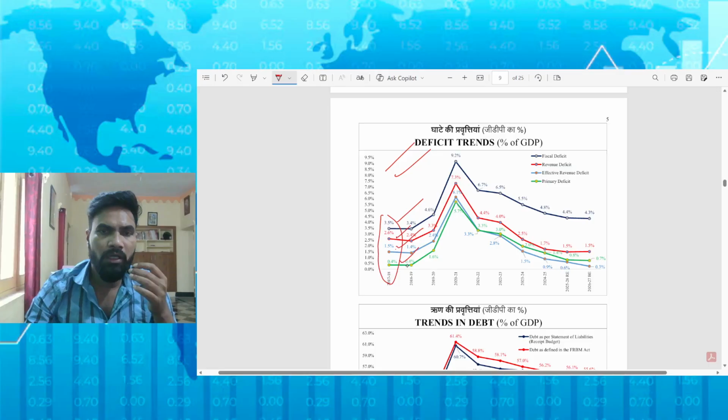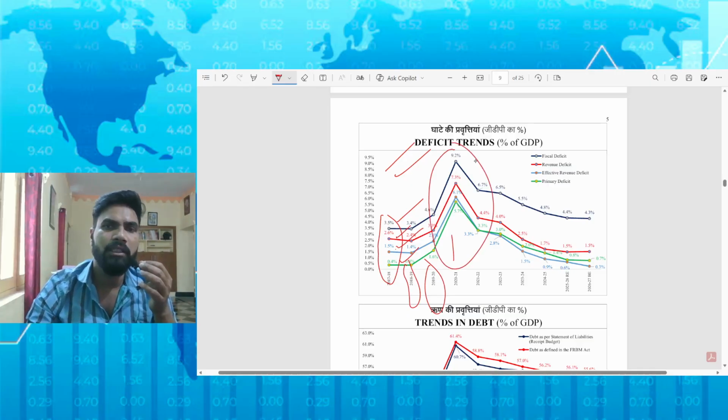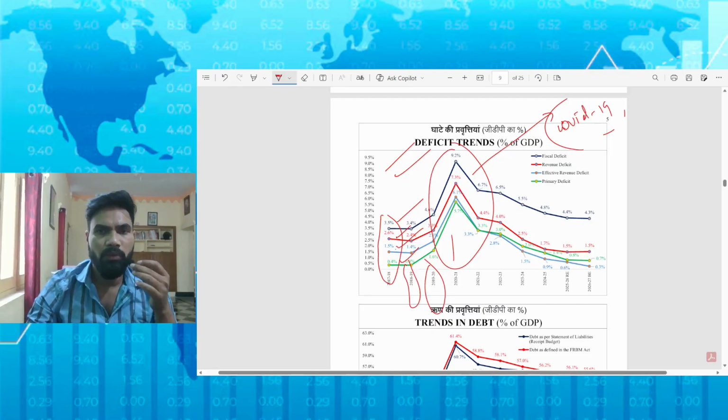You see, in 2018-19, they went down a little bit. In 2019-20, they shot up. In 2021 they shot up like anything. So you can clearly say this is because of the impact of COVID-19. We have to leverage our expenditure to help the people, to help the businesses. That's why all these deficits shot up. And once the COVID effect has declined, you once again see a decline in all these deficits.